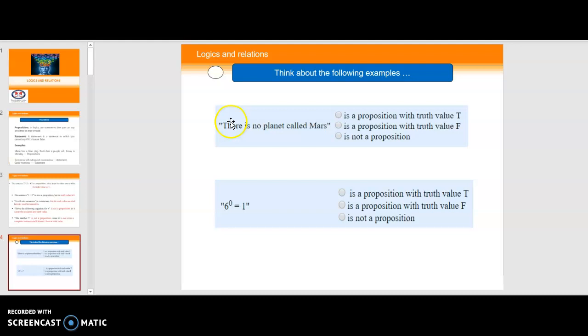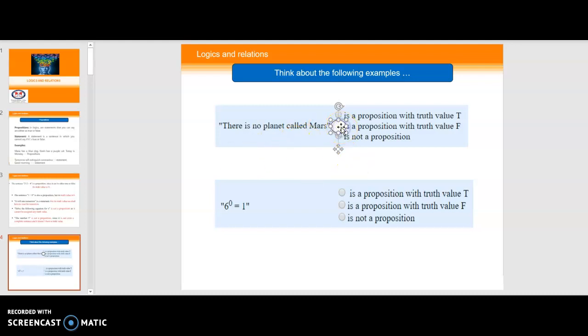Here we have some examples. The first one, there is no planet called Mars. Is that true or is it false? That's false, because there actually is a planet called Mars, everyone knows, as well as Earth, Jupiter, and Saturn.